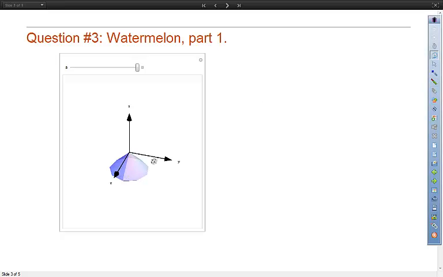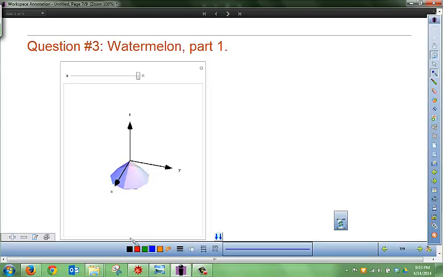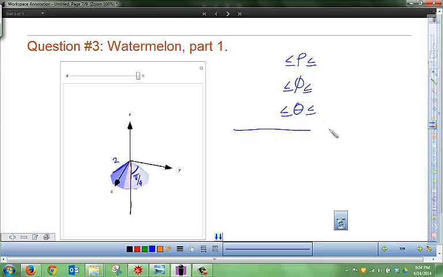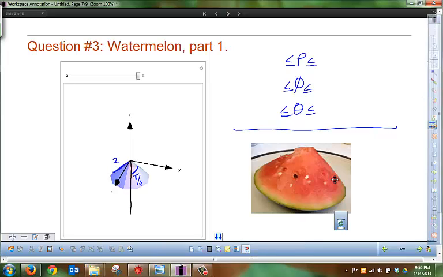So what are we looking at here? If we were to draw the negative z-axis straight down, the angle that this makes with the negative z-axis is pi over 4. And let's say a watermelon has a radial distance of 2. And I think that's all we need to know about this, and you should be able to express this solid in terms of rho, phi, and theta. And this is our watermelon.